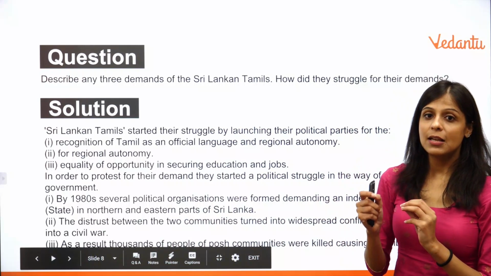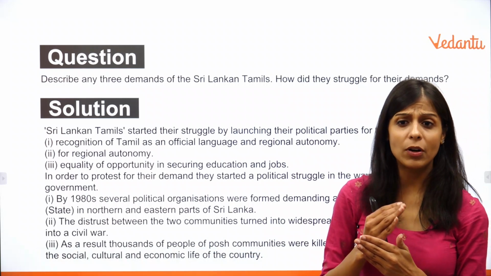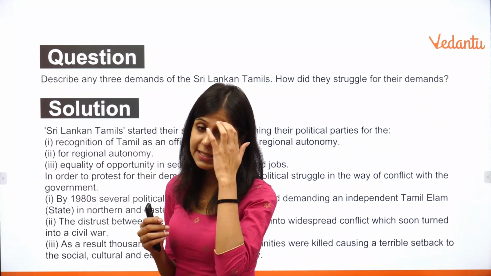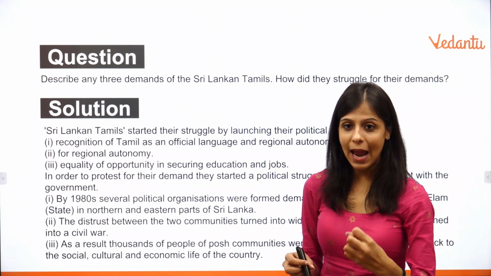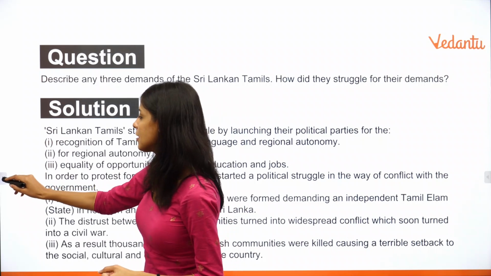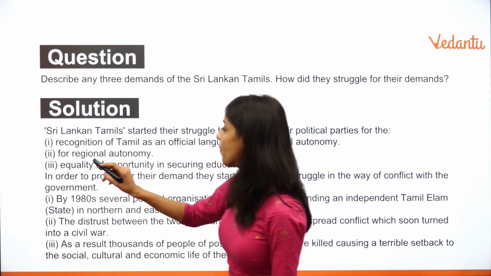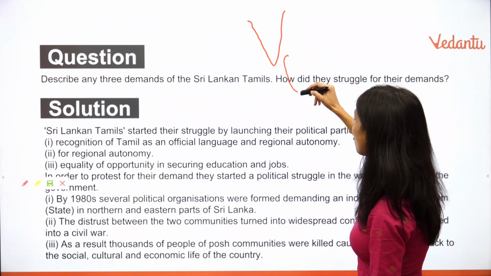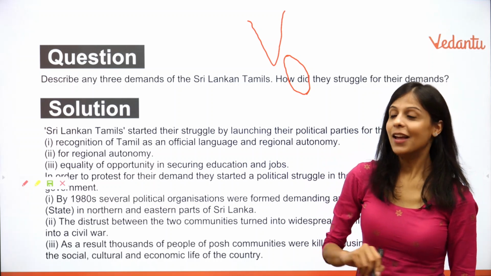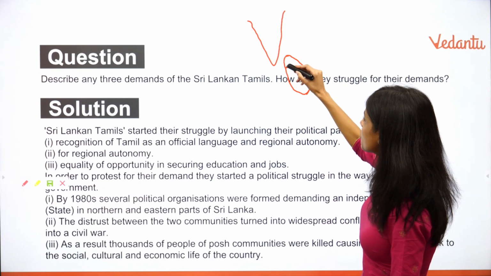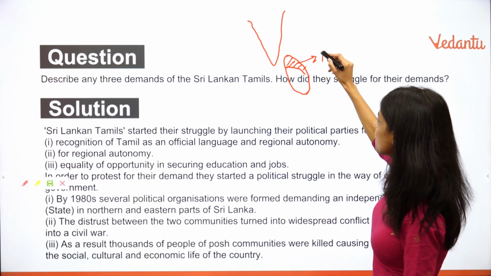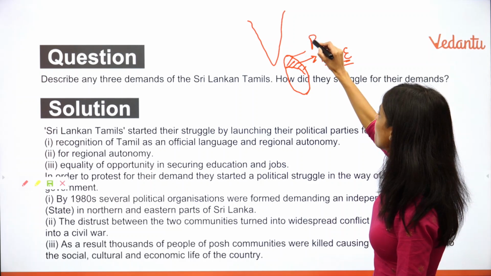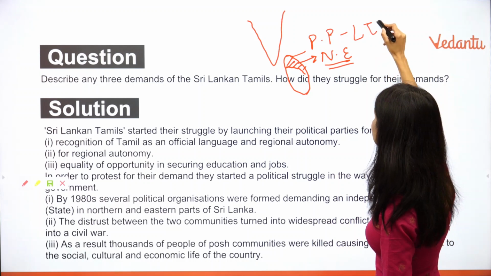Sri Lankan Tamils started their struggle by launching their political parties. Right? So when I say yes, they had a long struggle. In this case, what would probably add to your answer is you guys can probably draw a map of India like this and vaguely draw Sri Lanka. In this case, you're going to mark that, okay, this territory, northeast Sri Lankan territory, is being claimed by Sri Lankan Tamils, and for this they have launched a political party that is LTTE.